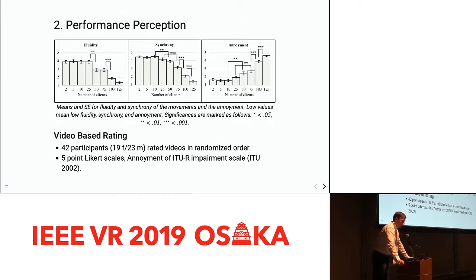If we go for the performance perception, the same thing happens here. The performance is degrading. Now we ask people how they would rate the performance by watching videos about the interaction. And as you can see, the chances that this is just by chance are pretty low. We have highly significant values here, and they all start roughly from the 25 level upwards to 125 when it gets completely unusable, asking for fluidity of the animations, the synchrony, and the annoyance.